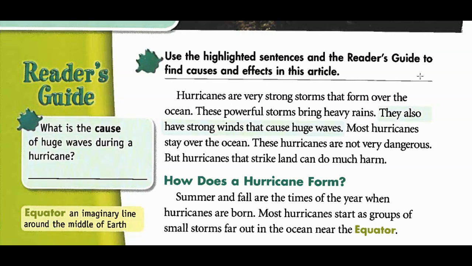It says use a highlighted sentence. Well, that's this right here. Highlight this part right here: they also have strong winds that cause huge waves. So it says hurricanes are very strong storms that form over the ocean. These powerful storms bring heavy rains. They also have strong winds that cause huge waves. Most hurricanes stay over the ocean. These hurricanes are not very dangerous, but hurricanes that strike land can do much harm.